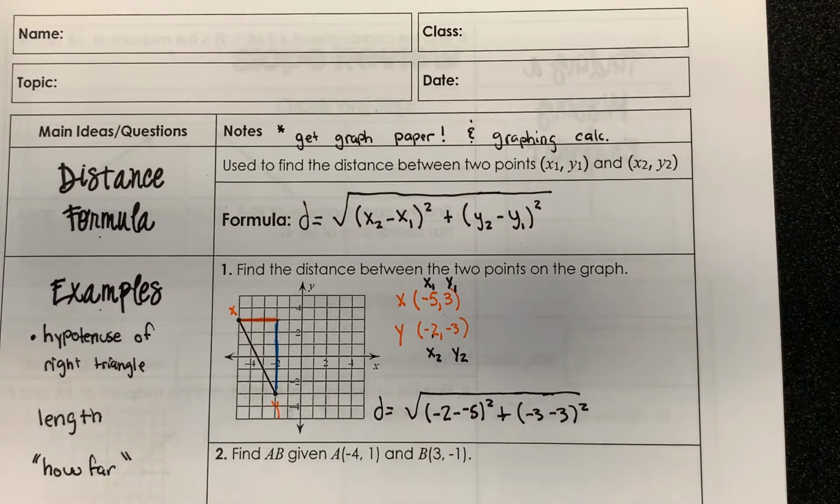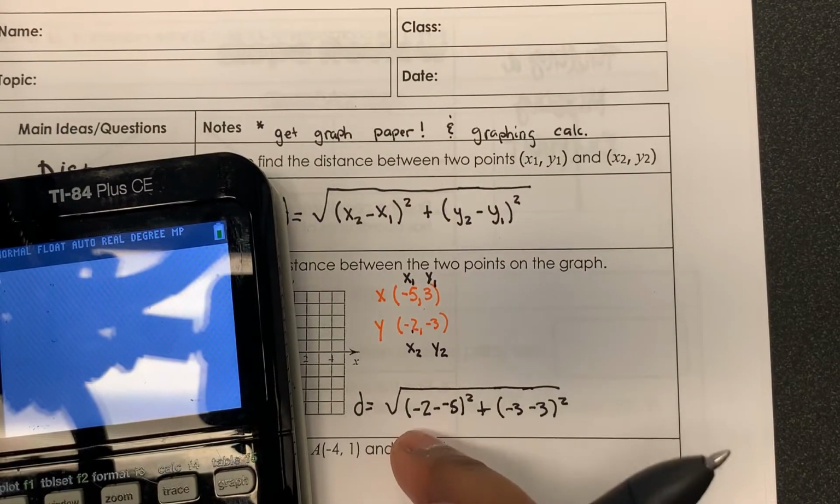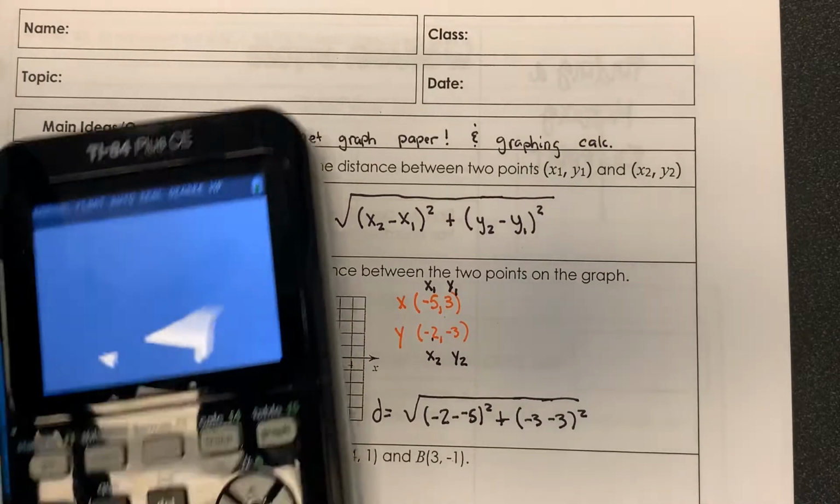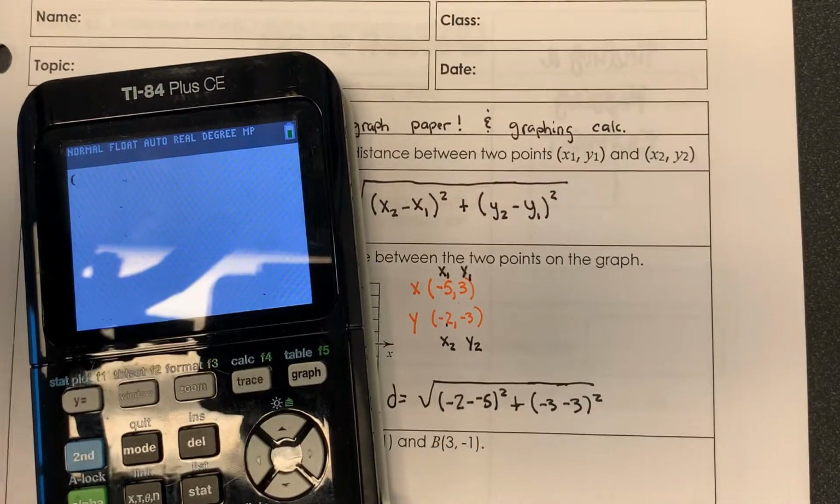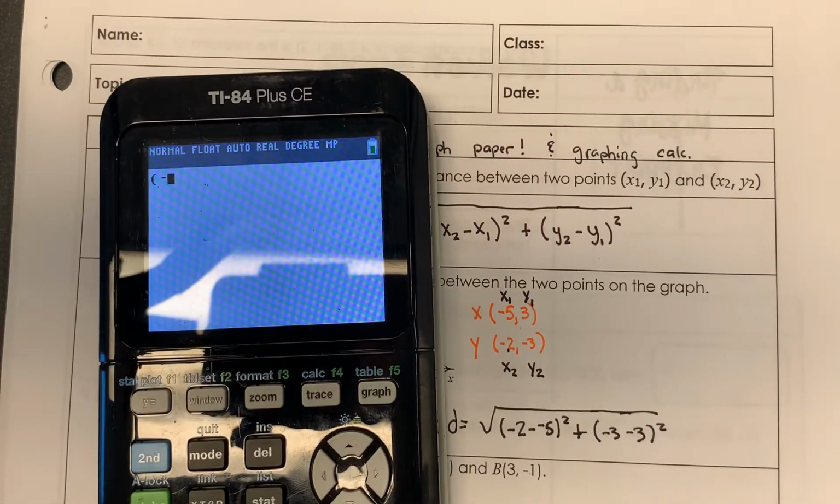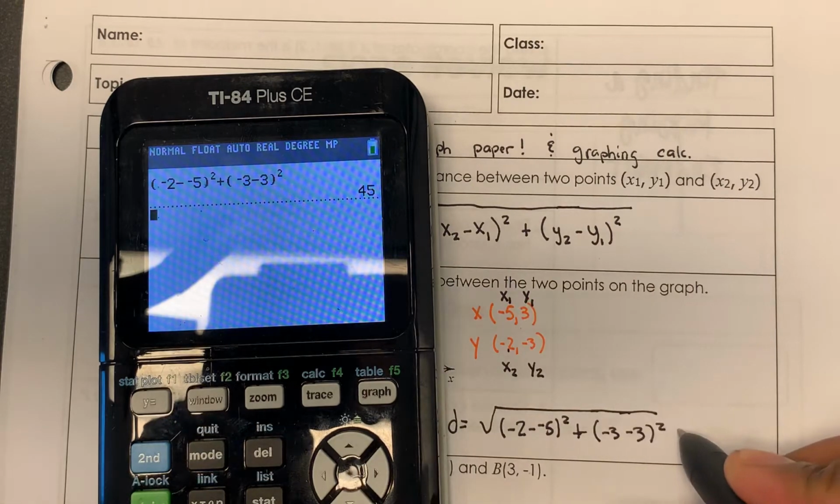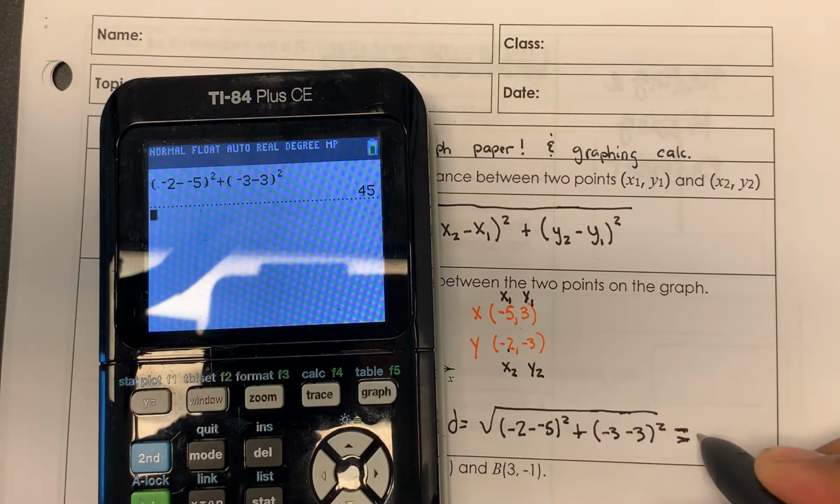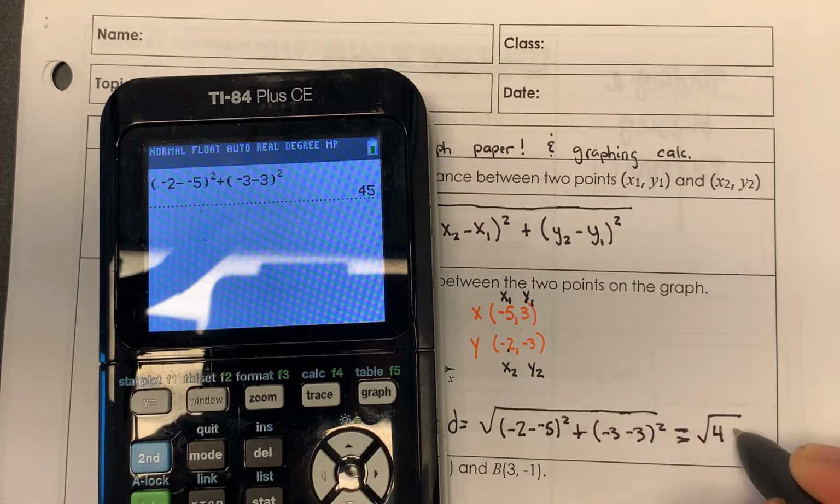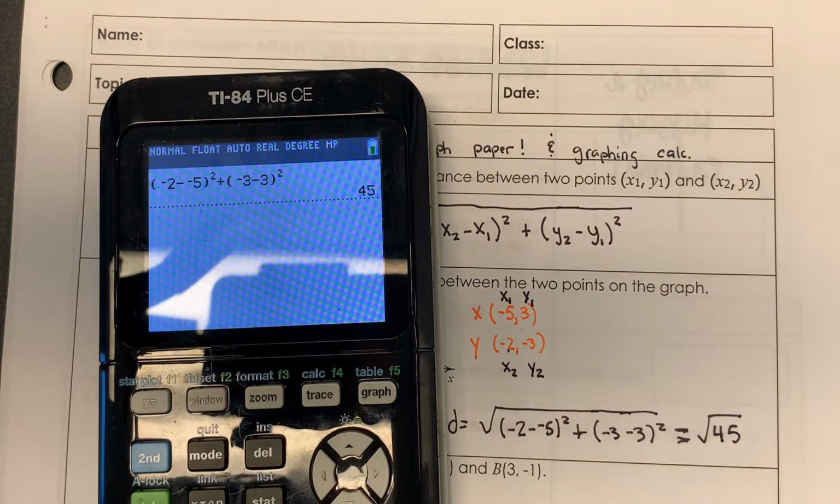In the calculator, we only want to put what's under the square root. So we have -2 minus -5 squared plus -3 minus 3 squared, and we get 45. Remember, we didn't put the square root in the calculator, so we're going to keep the square root. We have equals the square root of 45.